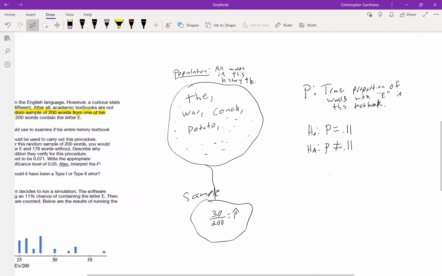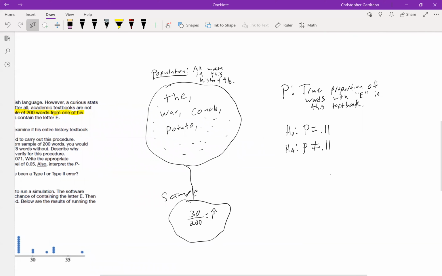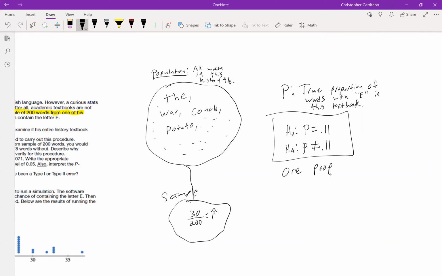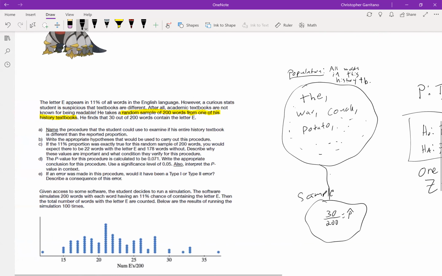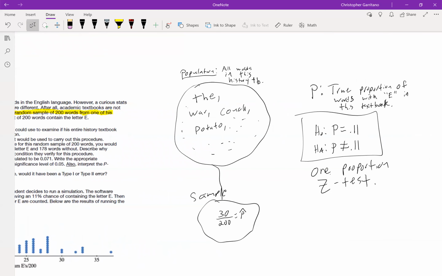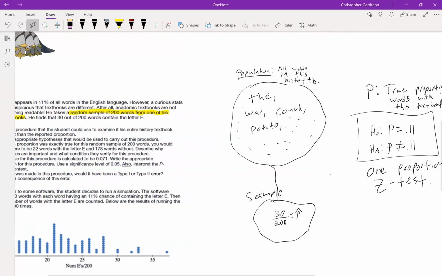All right. So what procedure would we use to make a decision on these hypotheses? It would be a two-tailed test, yes, but it would be a one proportion z test. Okay, so that's part A, one proportion z test. Part B: write the appropriate hypotheses that would be used to carry out this procedure. We already did that. H null would be that p equals 0.11 and H A is p is not equal to 0.11.